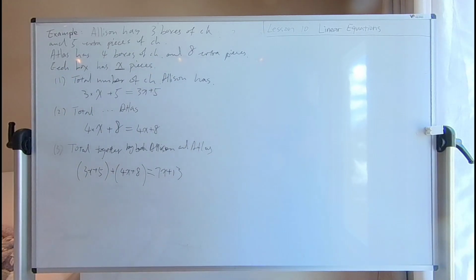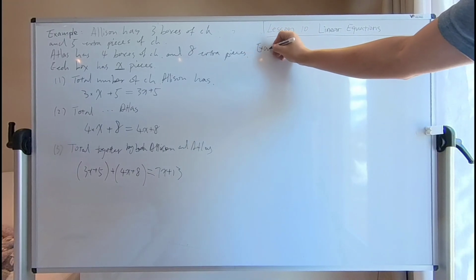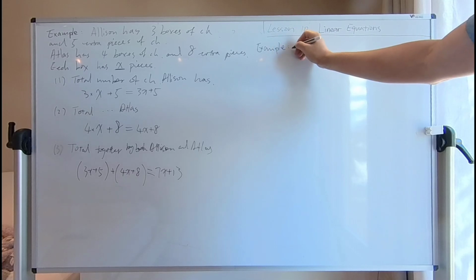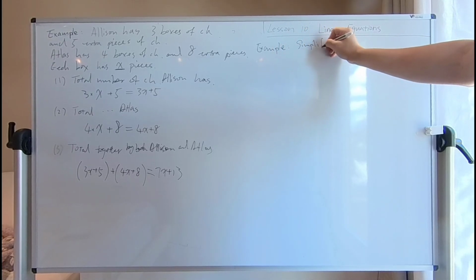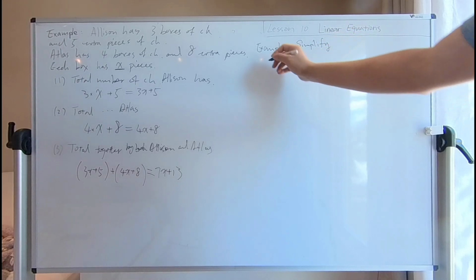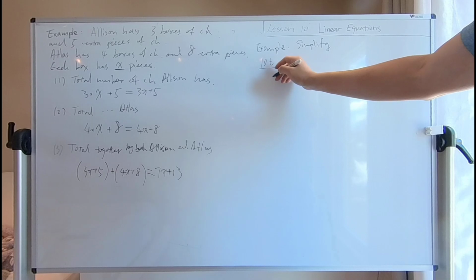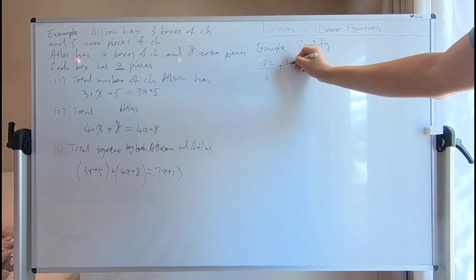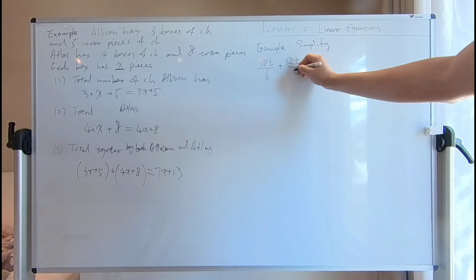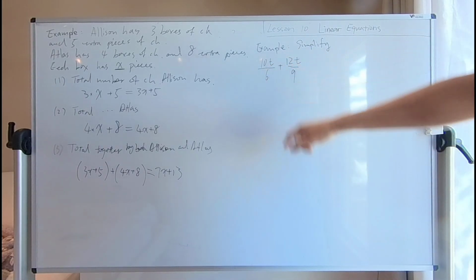So let's see a couple more examples about simplification. Okay, to simplify, let's say the first one, 10 over 6 t plus 12 over 9 t. This time t is the variable, the notation for the variable. And this time we have fractions as the coefficient of t instead of integers.